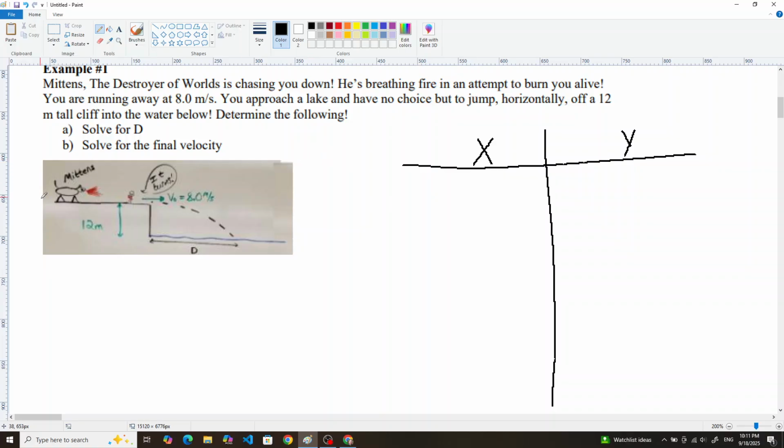We have Mittens, the destroyer of worlds, as we see, is chasing you. You are running at 8 meters per second. You jump off this cliff. When you jump off the cliff, it is 12 meters tall. So let's start by figuring out what information we have.